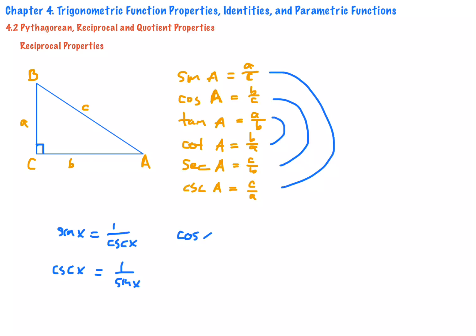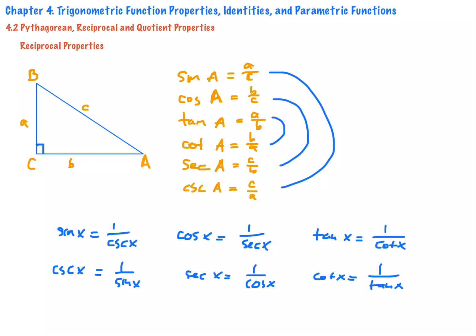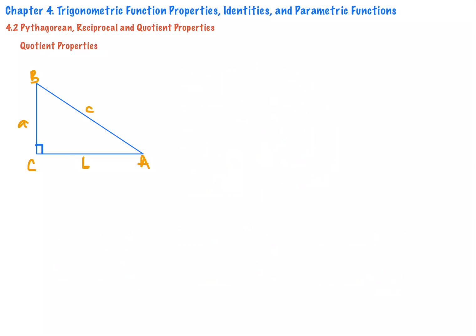If you have cos x equal to 1 over secant x, then secant x is also true to be said 1 over cos x. And then last one, if you have tangent x equal to 1 over cotangent x, then cotangent x is also equal to 1 over tangent x. So these are the reciprocal properties. The second will be the quotient properties.